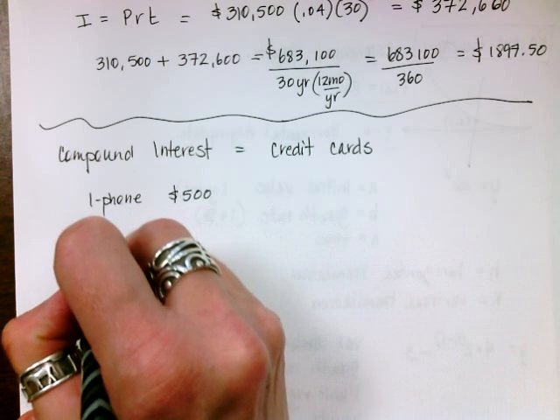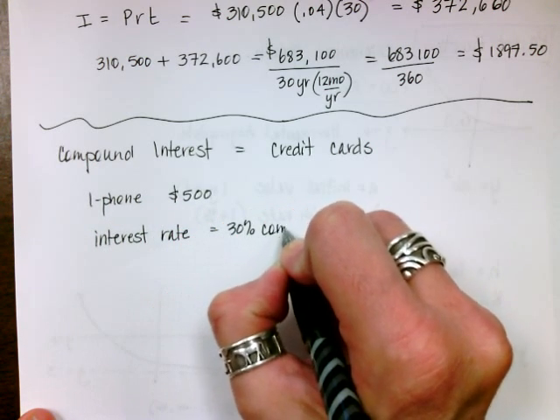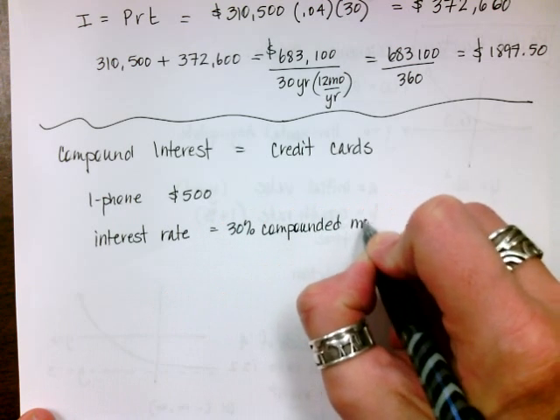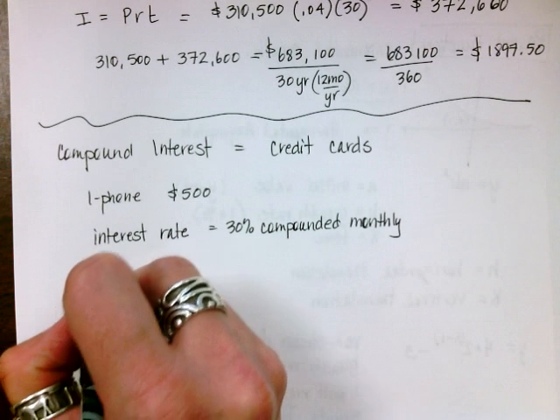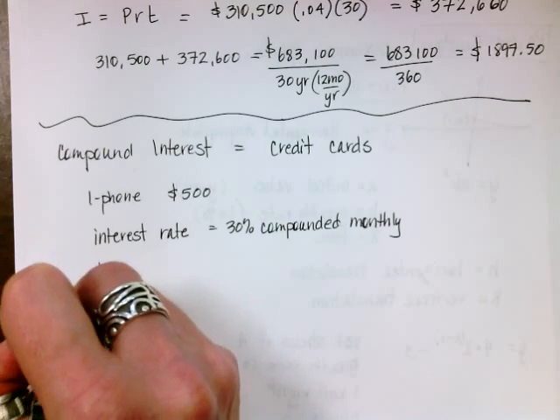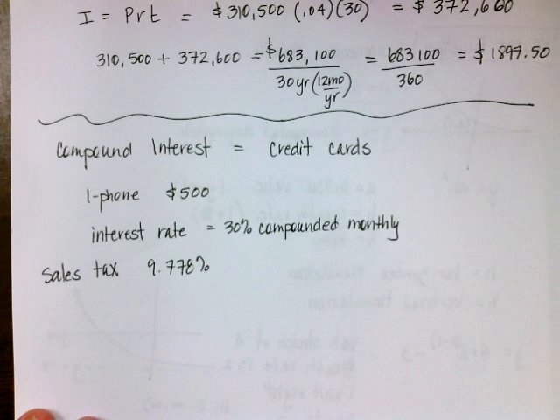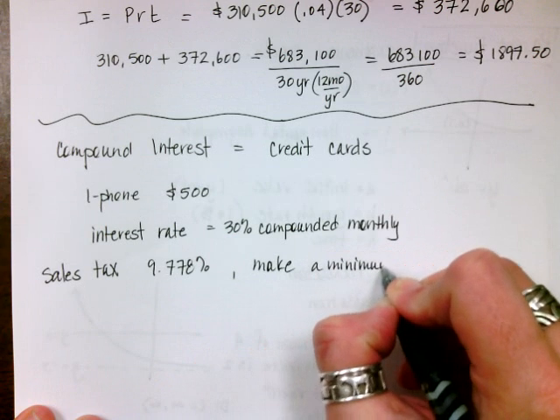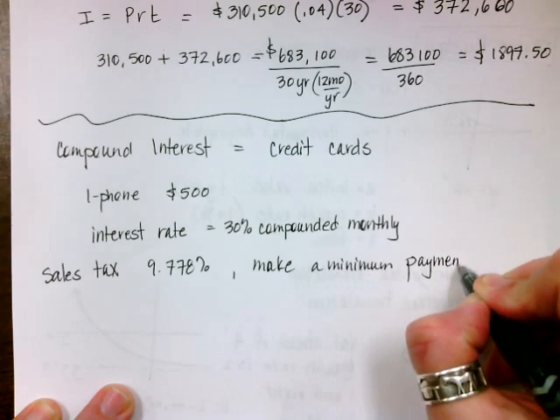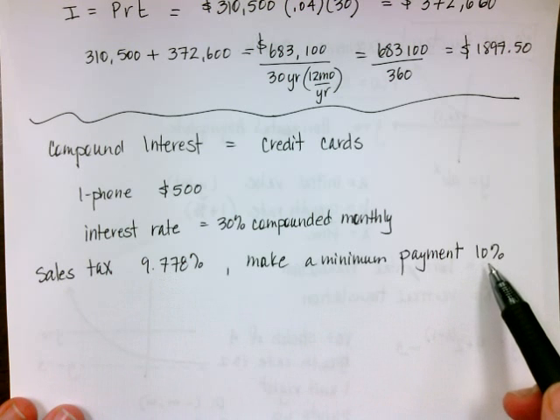Because we're young, our interest rate on our credit card is going to be 30% compounded monthly. So we're going to take our $500 purchase, and we're going to have to pay sales tax on it. And our sales tax in Flagstaff is 9.778%, or at least it was at one point. And then each month we're going to make a minimum payment of 10%. So oftentimes when you get your credit card bill, which is the sum total of all of your purchases plus the sales tax, you can make a 10% payment on your credit card.